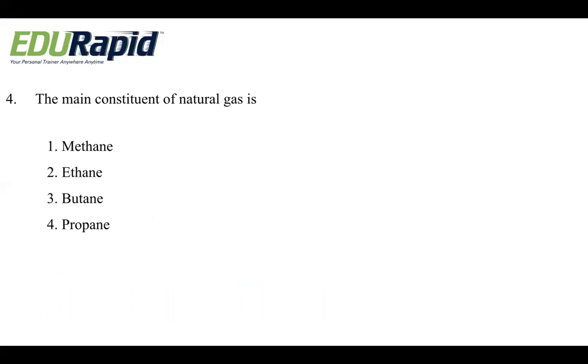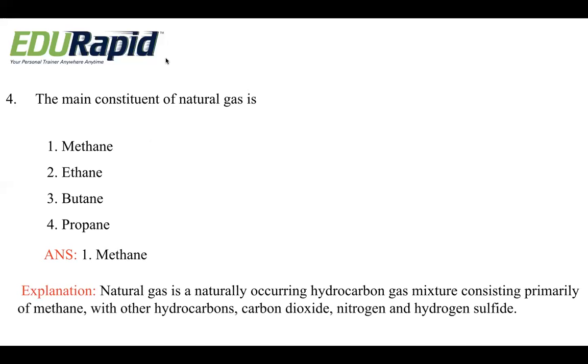The main constituent of natural gas is, so you have four options, which is the main constituent of natural gas? Is it methane, ethane, butane, or propane? Any answers? Which of these is the main constituent of natural gas? Okay, so it is methane. The answer is the first option, that is methane.